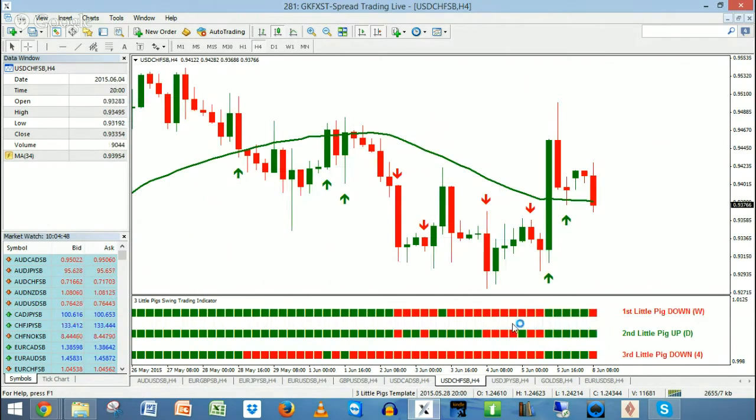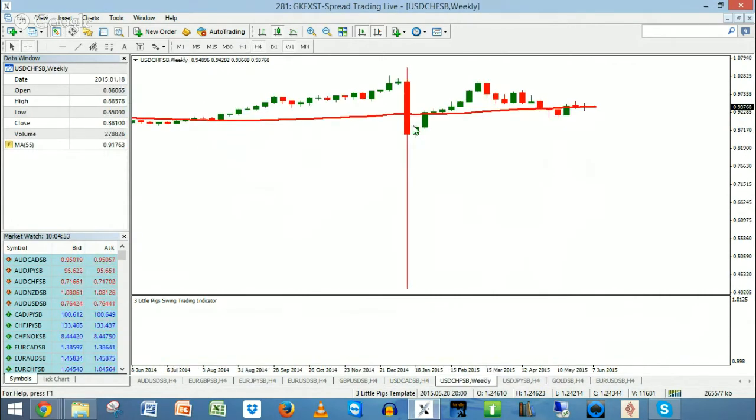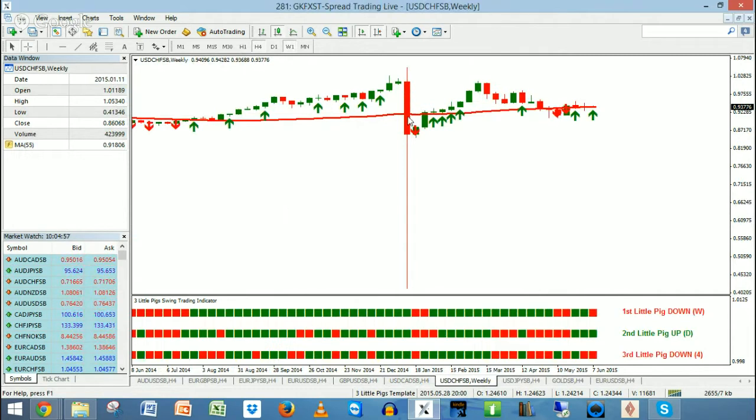USD Swiss, it's quite choppy here. The reason is that the weekly, which is a mess because of the Swiss National Bank decision here. So basically we're just trailing along this weekly moving average here. So quite frustrating, quite a strange place to be in.